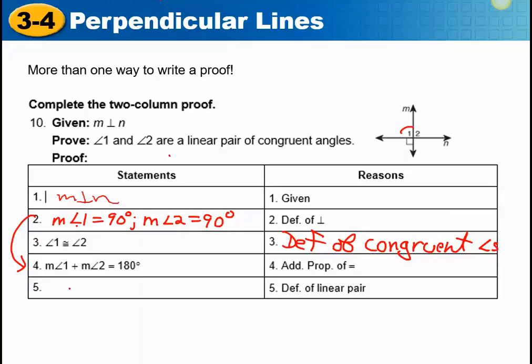And then finally, the definition of linear pair says that if you have supplementary angles, then they are a linear pair. And that's what we have here. So then our final statement would be angle 1 and angle 2 are a linear pair. And we already proved that they're, right here, we proved that they're congruent to each other.